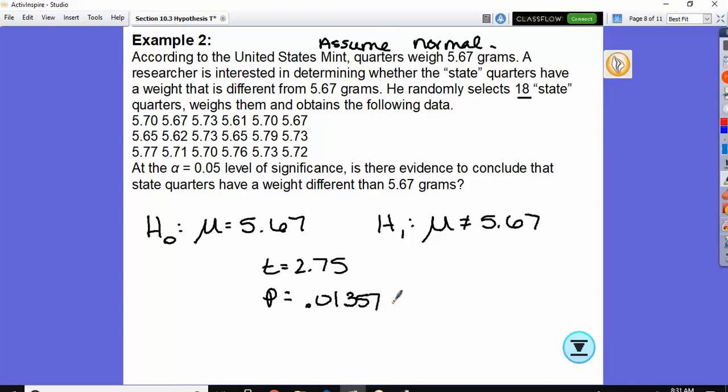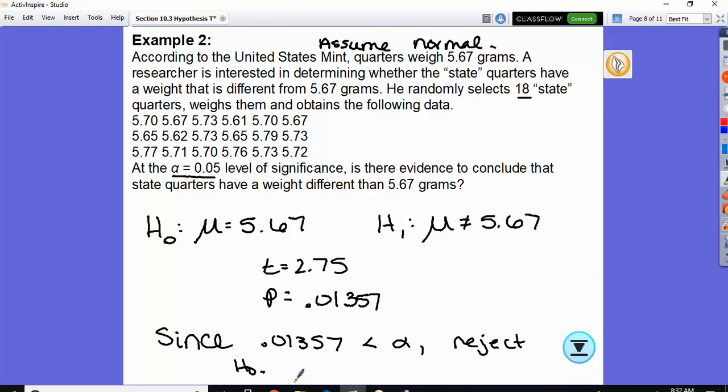So based on that, what's my alpha level? If the null hypothesis is true, this would happen 1.4% of the time. My alpha level was 0.05, so does that tell me reject or fail to reject? Since that's smaller than alpha, we reject the null hypothesis. There's evidence to believe that the mean of those state quarters is different.